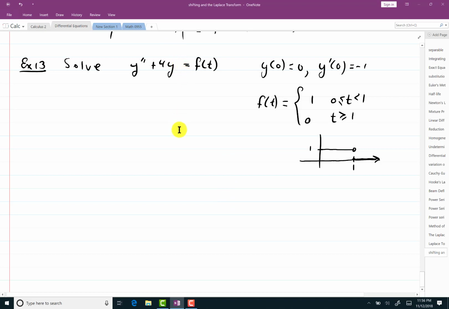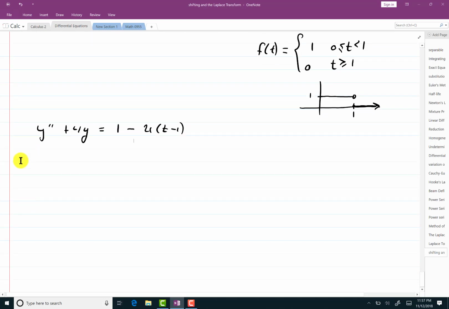Now let me write this equation with this in mind. I'll have y double prime plus 4y. Now that'll equal the number 1 until I get to t equals 1. And then I want to have minus u of t minus 1, because then I'll have 1 minus a 0 until I get to 1, and then I'll have 1 minus 1 after 1. Let's go ahead and take the Laplace transform.